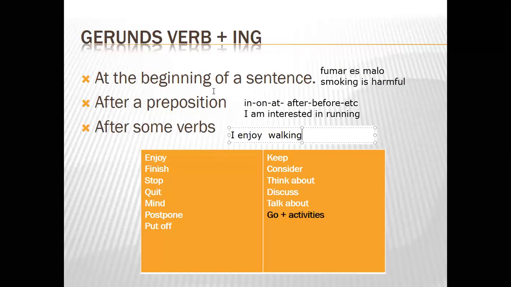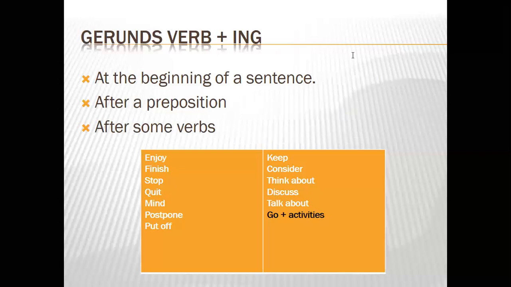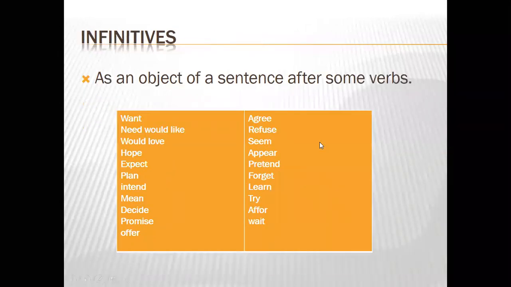So just to recap, gerunds, we use ing at the beginning of a sentence when we have a verb, after prepositions except to, and after enjoy, finish, stop, quit, mind, postpone, put off, and these ones here, we need ing. How do we know this? Memory. Only memory. This is the solution. Just through memory, we are able to memorize this. Then the other part is easier.